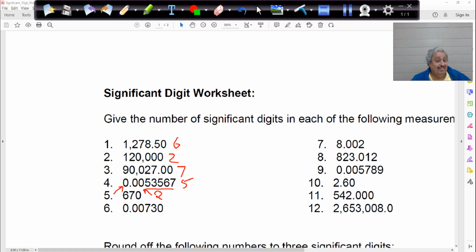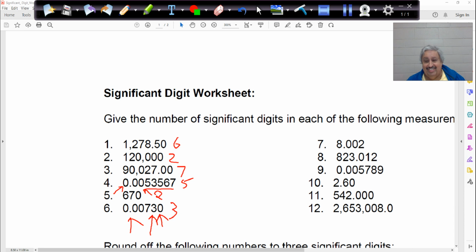How about number 6? 3? Are we sure that's 3, not 2? 3, why? Is the 0 here significant or not? And why? Significant. Why is it significant? The decimal is present, and it comes before a whole exact number, which is 3. Correct? So how many do we have here? 3.